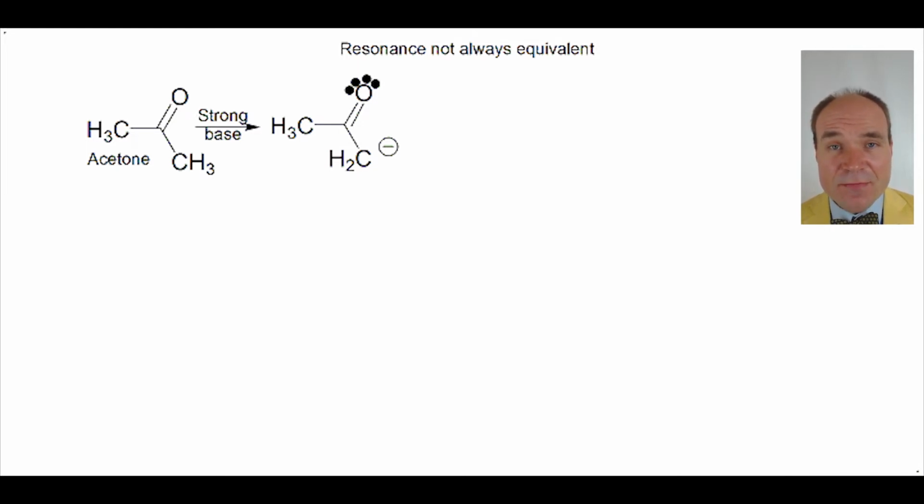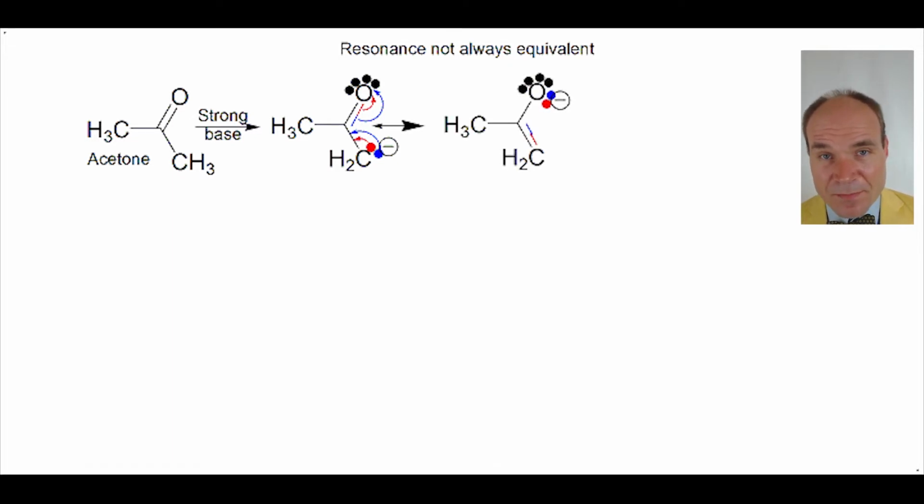But this is not the only resonance form. If we move electrons in a similar way to what we saw with nitromethane and carboxylates, this will produce the negative charge on the oxygen. The resulting structure is called an enolate.